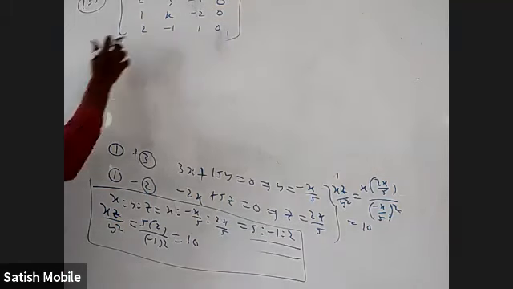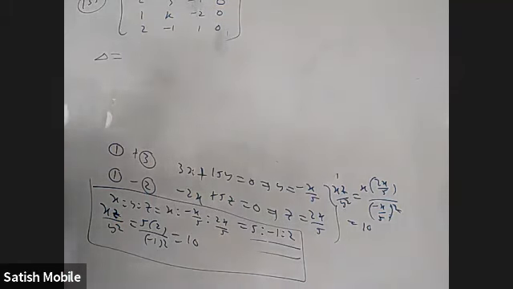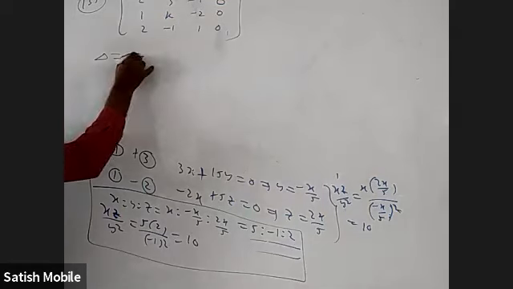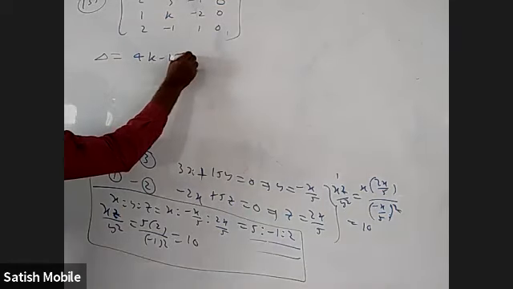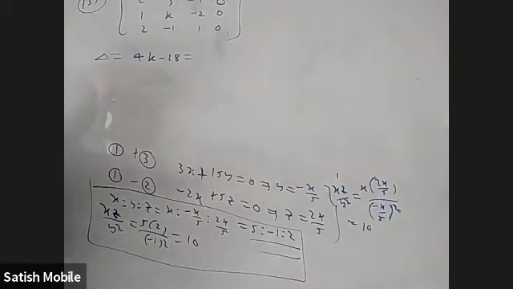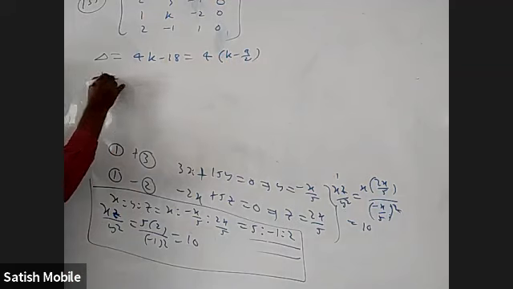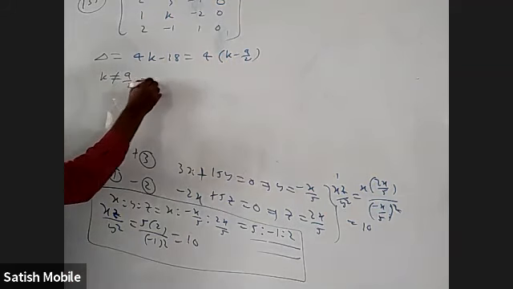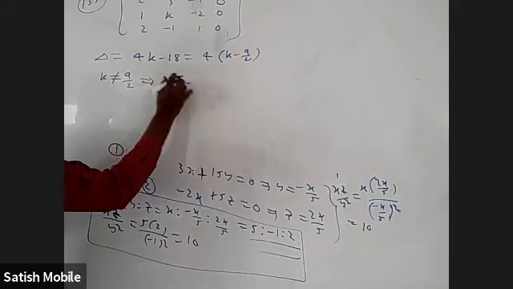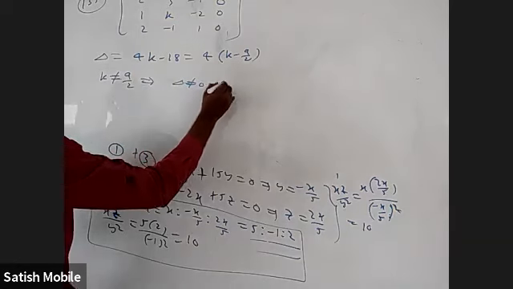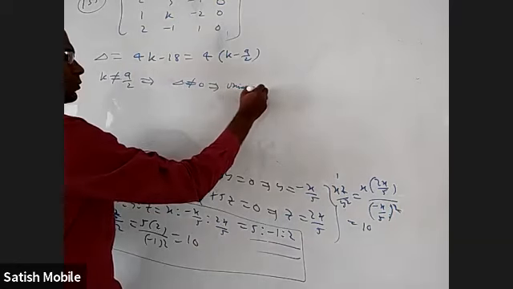Again, I want to find delta. It comes to 4k minus 18, so k is 9 by 2. That is 4 times k minus 9 by 2. So if k is not equal to 9 by 2, you will get delta not equal to 0, and a unique solution.